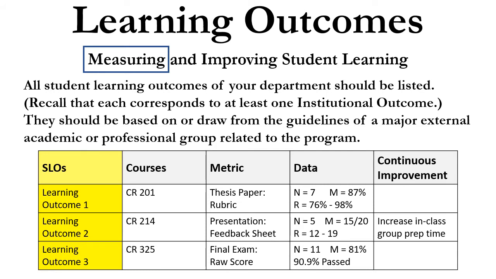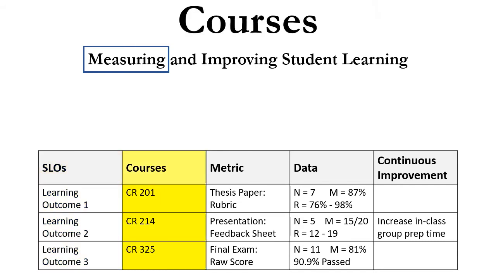The learning outcomes, once again, and as a reminder, should be based on or should draw from the guidelines of some kind of major external academic or professional group related to your program. So almost every subject has some kind of external body that usually hosts conferences and so forth, and they usually publish some kind of standard for what learning outcomes should be affiliated with your program. So make sure that all of those are listed. All student learning outcomes need to be in that left column.